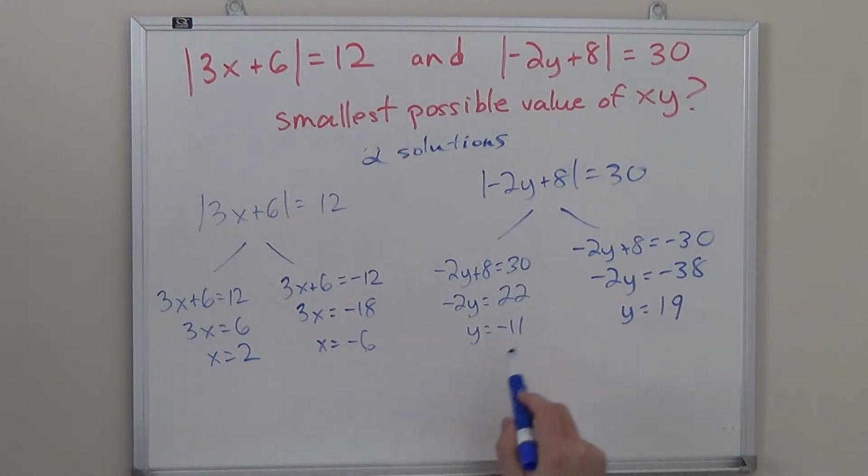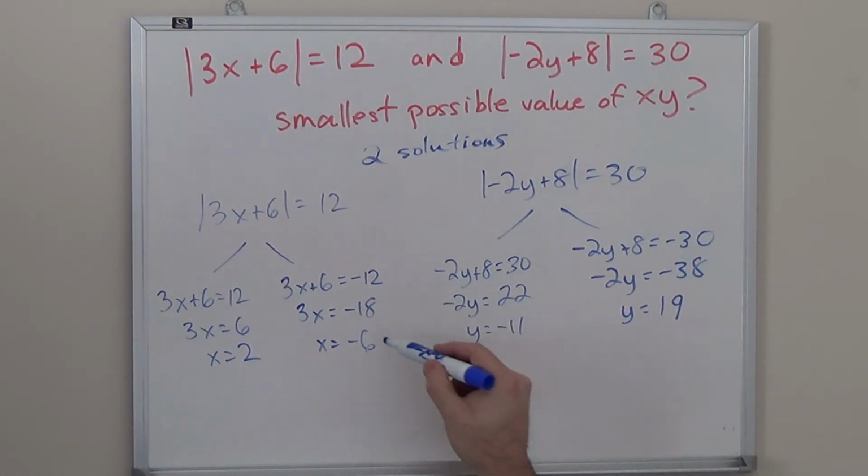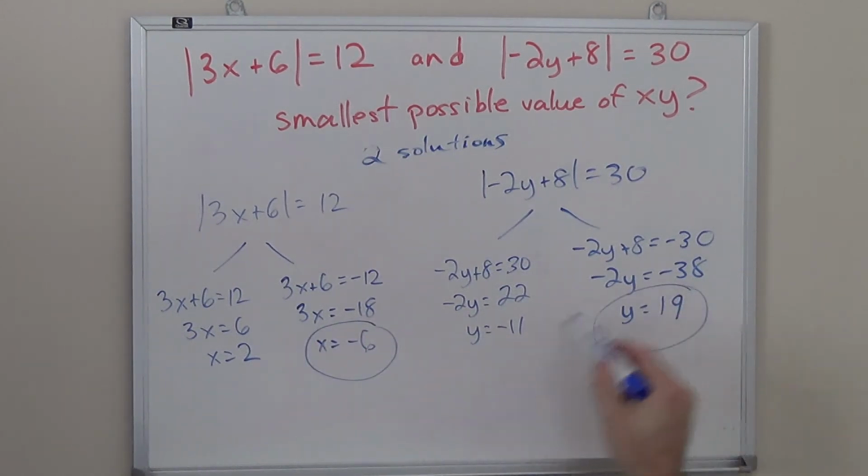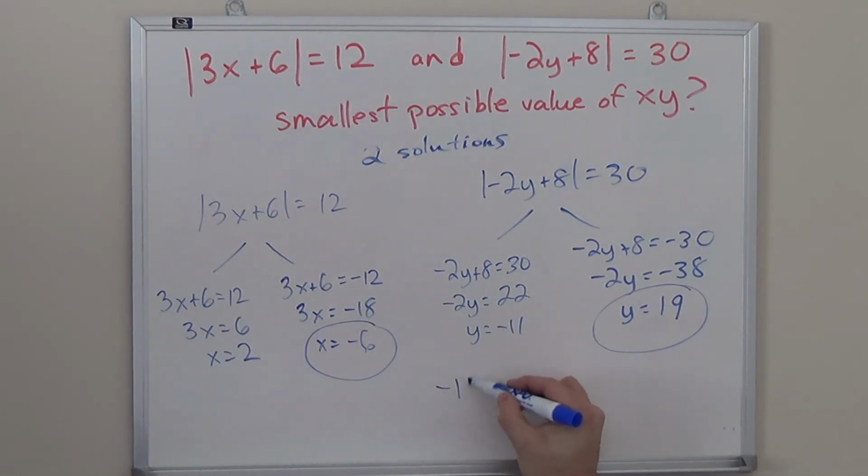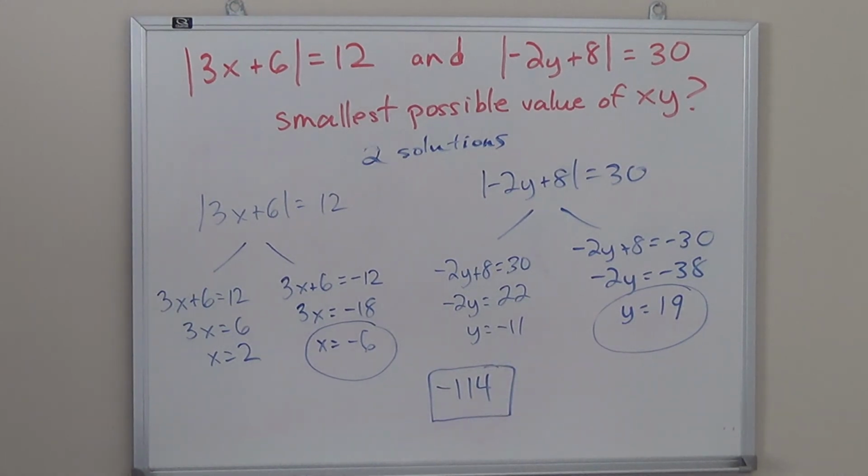X is negative 6. Try it with negative 11. Try it with positive 19, and you can probably see if we can make this one a pretty big negative and that one a pretty big positive. If we multiply that together, 19 times negative 6, well let's see, 20 times 6 is 120, so we take 6 away. That should leave us with 114.